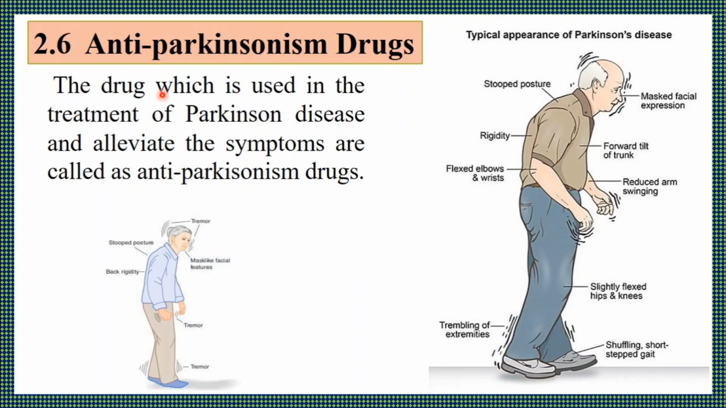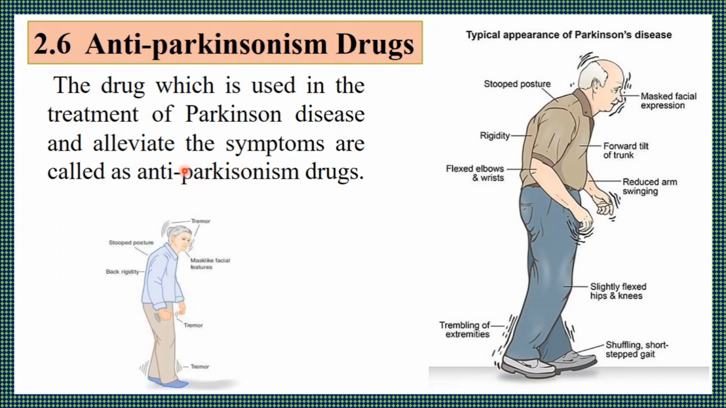Now we'll see what is an anti-Parkinson drug, also called an anti-Parkinsonism drug. The drug which is used in the treatment of Parkinson disease and alleviates the symptoms is called an anti-Parkinsonism drug. The drug which alleviates these symptoms, tremors, stooped posture, tremors in your face, limbs, and legs, is called an anti-Parkinsonism drug.